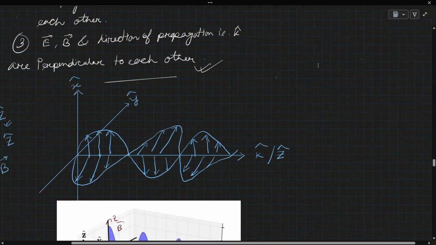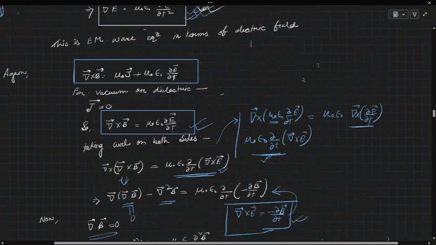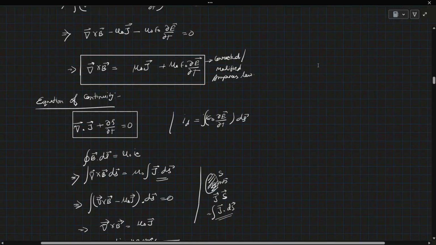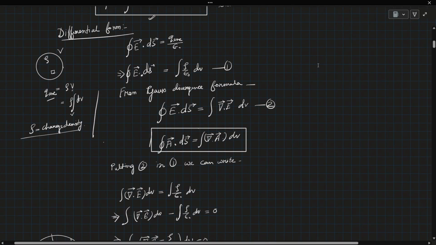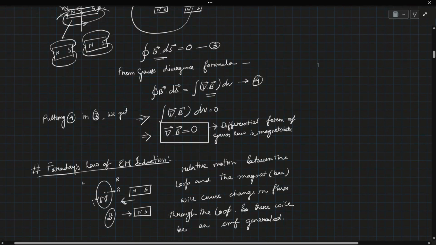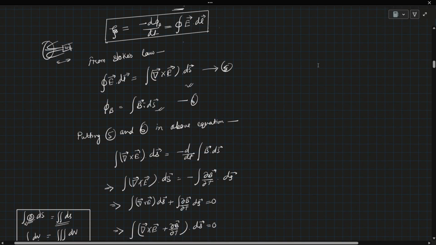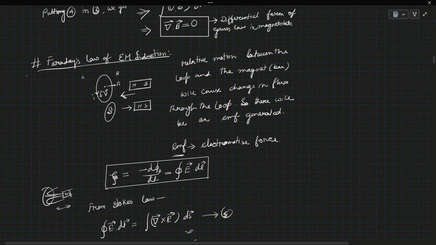Let's see where it is. Okay, as you can see here, this is a closed loop, a closed circuit. If the flux is changing in this closed circuit with respect to time, then the induced EMF can be written as −dΦ/dt, and this equals the integration of E·dl, as you can see here, right? So I am going to use this now.